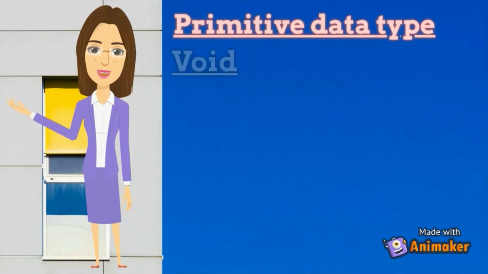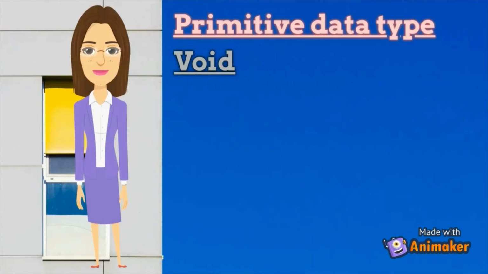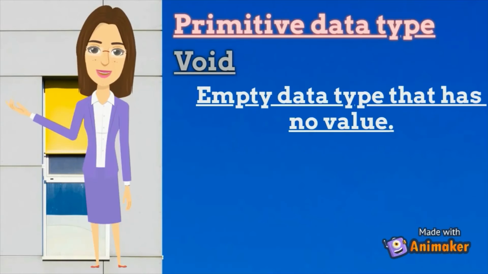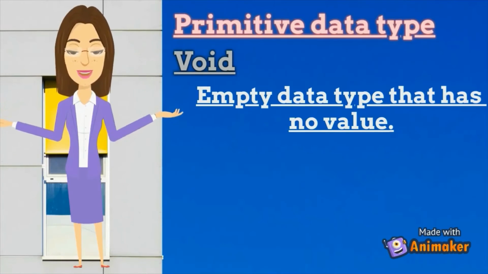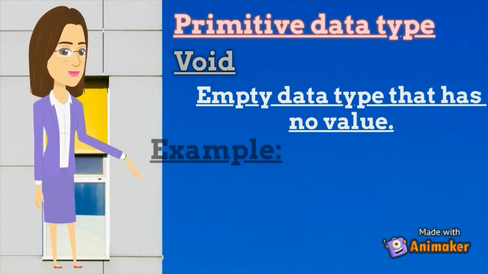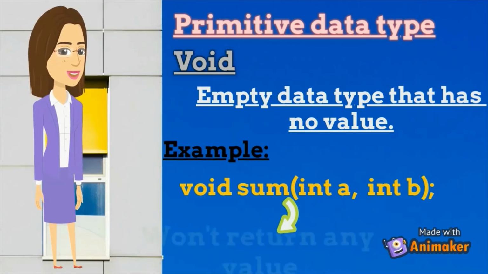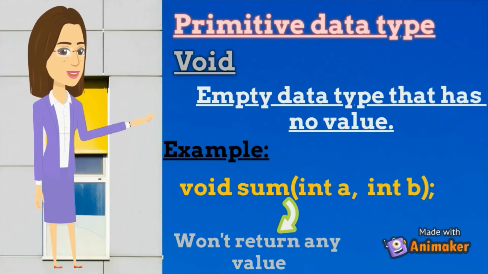Last we have void data type. Void is an empty data type that has no value. We use void data type in functions when we don't want to return any value. In this example, this function won't return any value to the calling function.